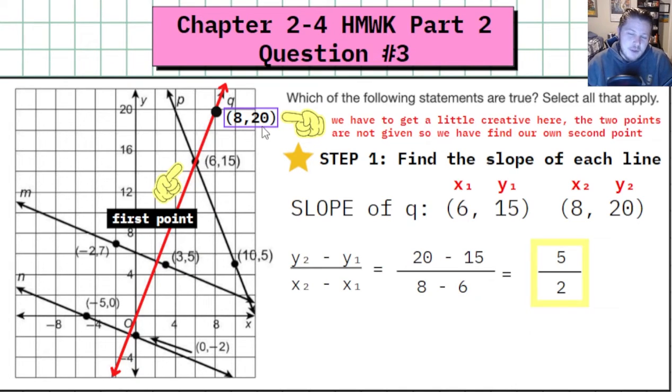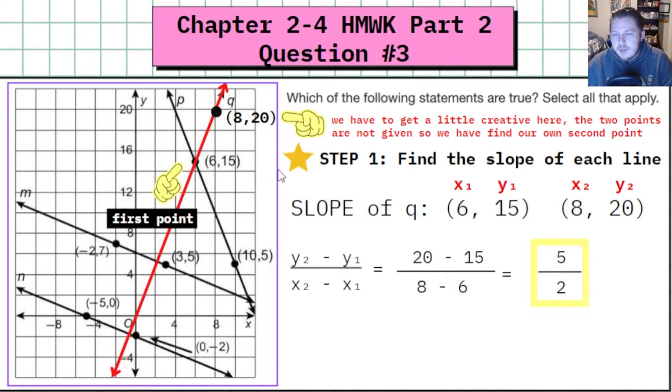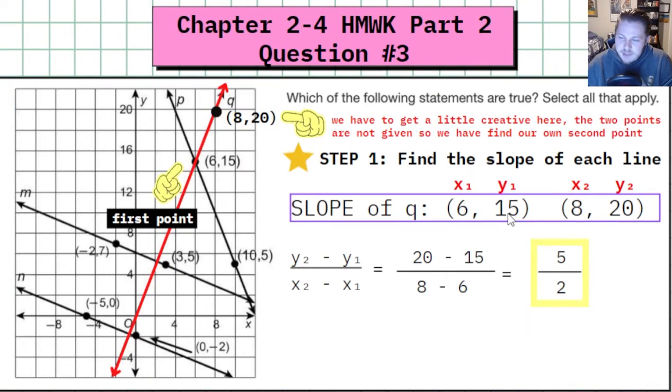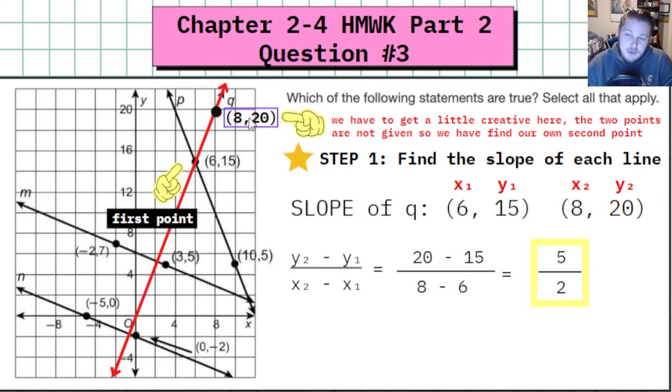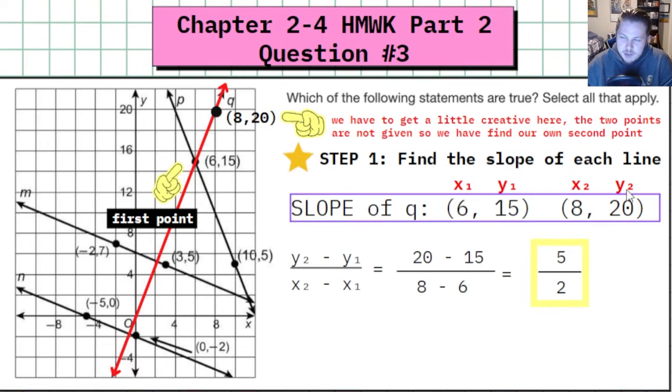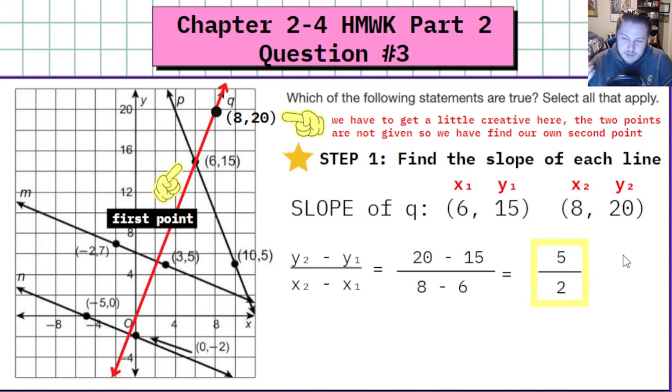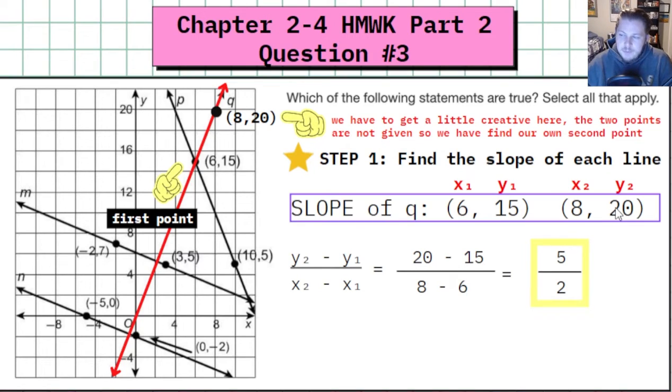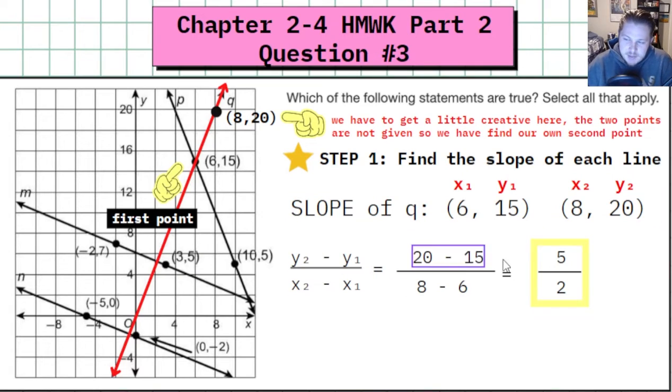I think that's a typo in your book, to be completely honest with you, but we can still solve the problem all the same. So I have my first point here at 6, 15, that's my x1 and y1. Then I have my newly created point, 8, 20, that's my x2 and y2. All I have to do now is plug my points into the slope formula. y2 minus y1, that's 20 minus 15. x2 minus x1, that's 8 minus 6. And that gives me an answer of 5 over 2.